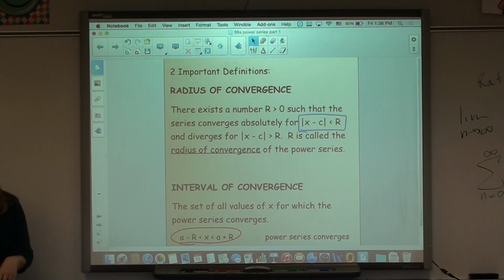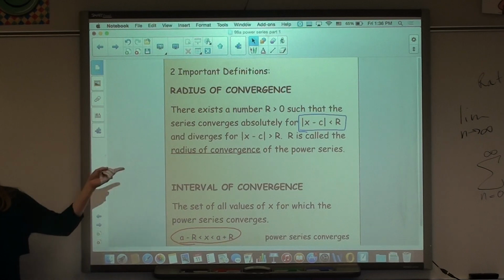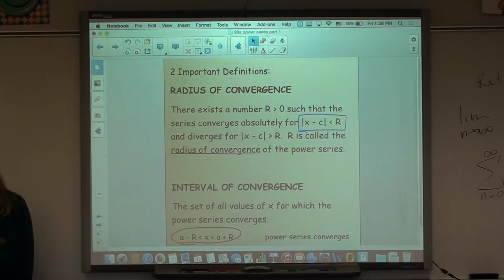The interval of convergence gets used way more than the radius of convergence. I didn't see radius of convergence anywhere in any of the AP exams. But I saw interval of convergence in all of those.